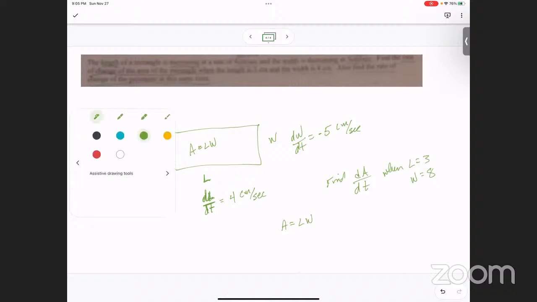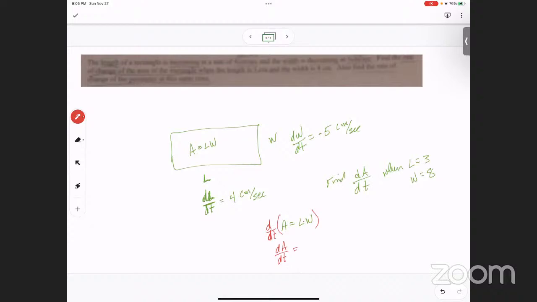And now we're going to take the derivative of this whole formula with respect to time, a fourth variable. We're going to treat all of these like functions of time, which is what they are. The length and the width and the area are all a function of time as this thing is moving. So we're going to do implicit differentiation. What's the derivative of the area? That's easy, it's just dA dt. And what do I do when I have a product?